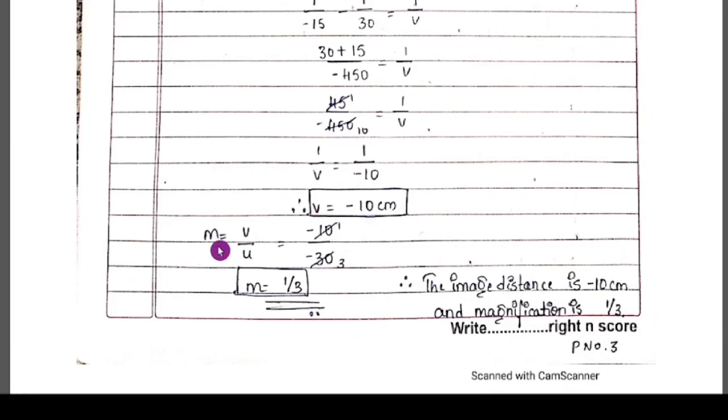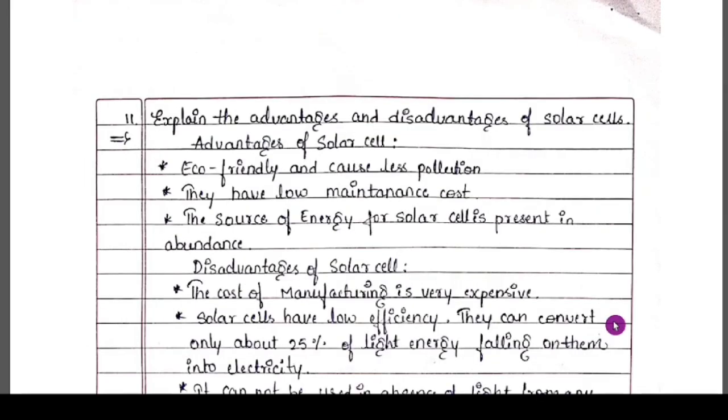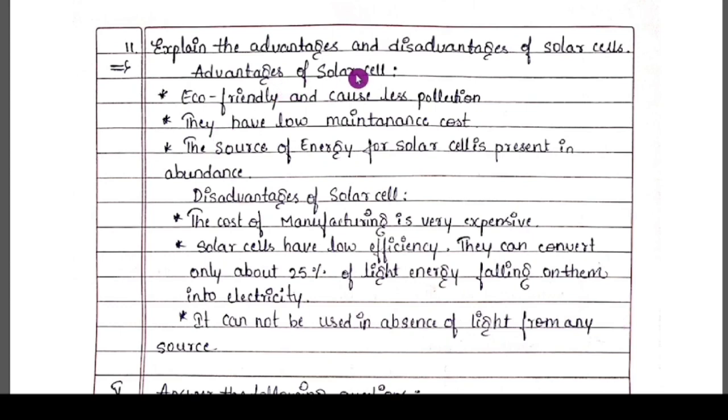So magnification of the image is V by U, that is the formula. So V is minus 10, we got the answer, and the object distance is minus 30. So 0 0 cancel, and minus will also cancel, so the answer is 1 by 3, that means 0.333 is the answer. So the image distance is minus 10 centimeter and the magnification of the lens is 1 by 3, that means 0.33. The next question is, explain the advantages and disadvantages of solar cells.